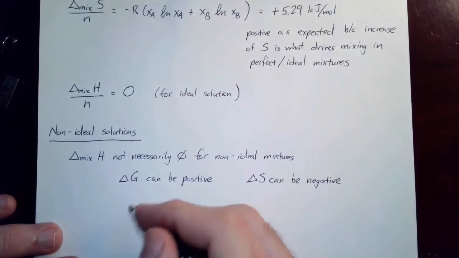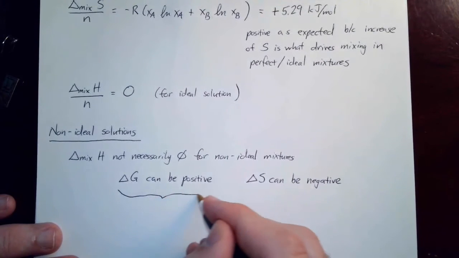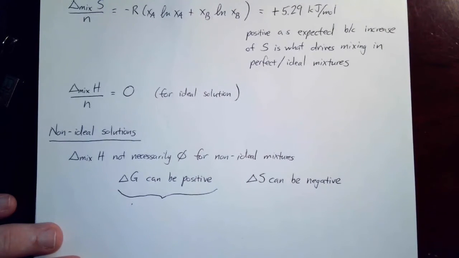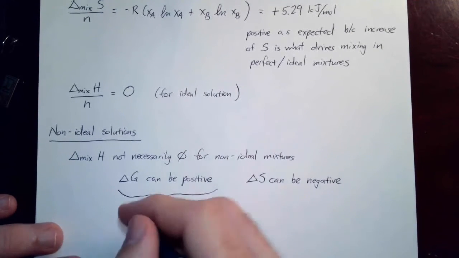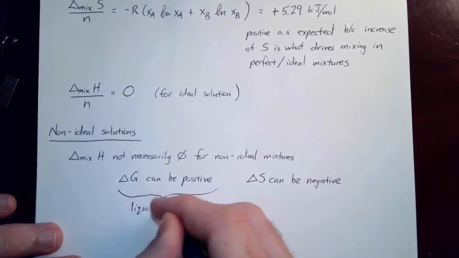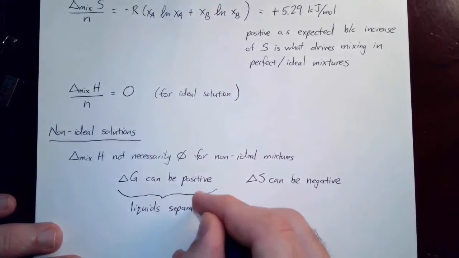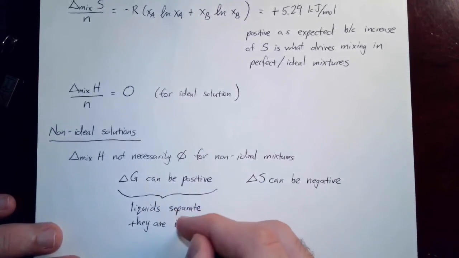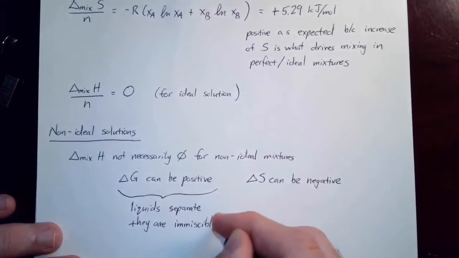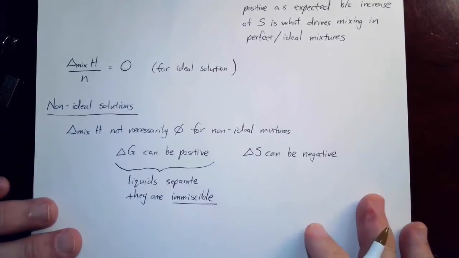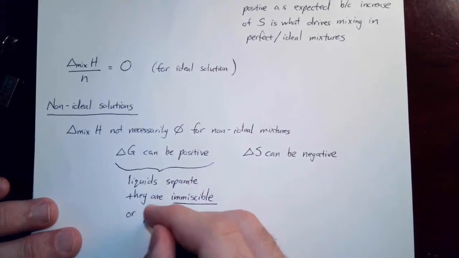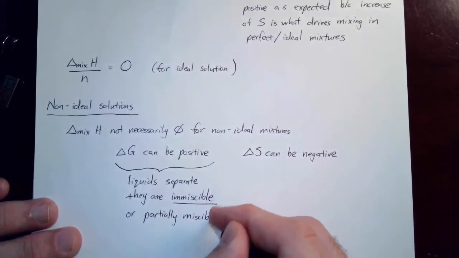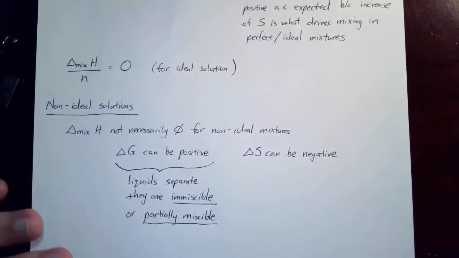So what do these two things imply? Well, if delta G is positive, that means that the liquids do not mix spontaneously. In fact, they spontaneously separate. So the liquids separate, and we call them immiscible. Or at least we can call them partially miscible, depending on the degree to which they separate and mix.